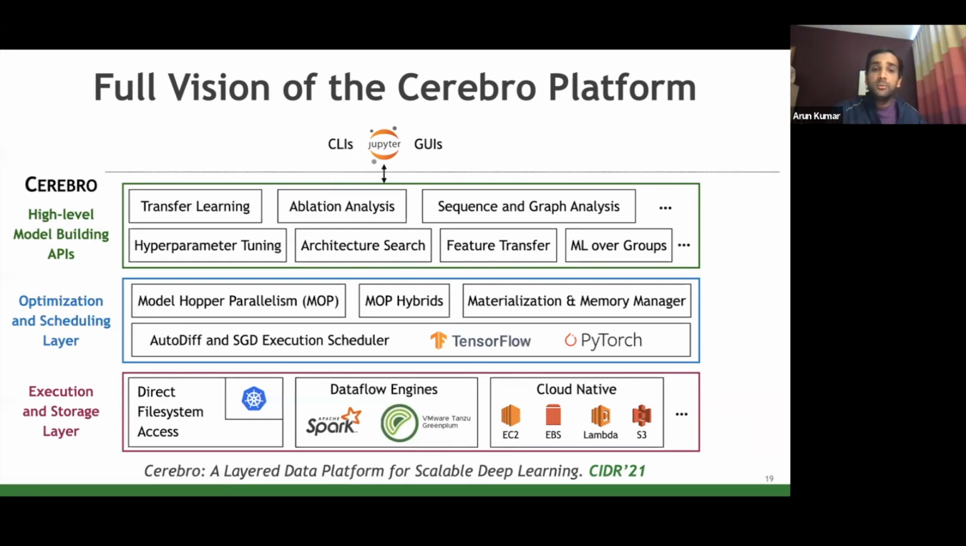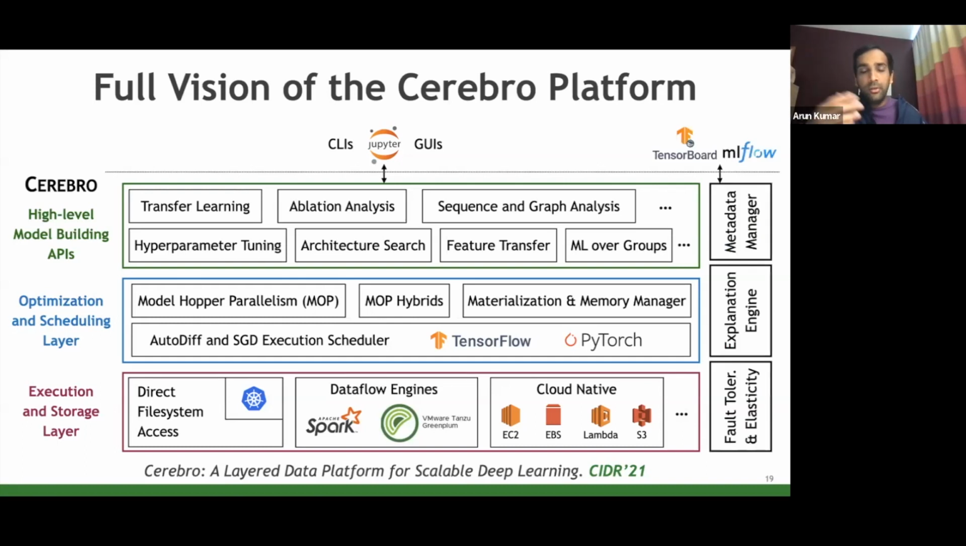This is where we bring in these multi-query optimization techniques based on our understanding of the workload's access patterns and statistical properties, and the underlying execution engine's properties. We kind of rewrite the what of the execution into the optimized how of the execution. This is where model hopper parallelism and various hybrids of it, for model scaling, for group learning, for graph analytics and so on, are being executed. For transfer learning, we also have data materialization management that's involved here. And all of this is wrapped around TensorFlow and PyTorch, which is what we use for automatic differentiation and SGD execution. So we don't have to change anything in their internal code. Now, all these models that are being trained, you need to manage the metadata.